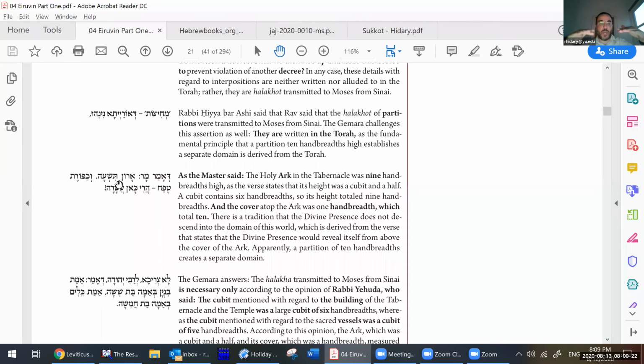On top of the Aron, we have a kaporet, right? It's a golden cover. That's the thing that has the kirubim attached to it. The kaporet, that cover itself, is a tefach wide. It doesn't say anywhere in the Torah how big it is, but the rabbis derive that it's a tefach. So the entire assemblage of the Aron, the ark, plus the cover is 10. And that is considered a domain.